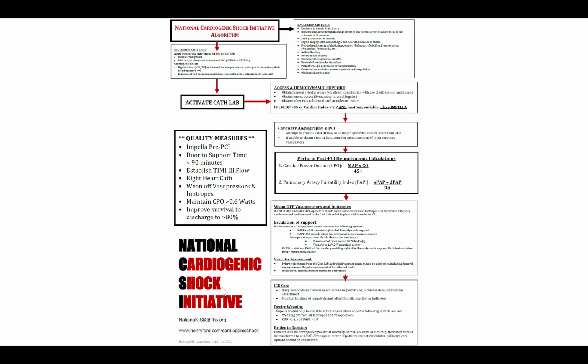This is another similar algorithm, the National Cardiogenic Shock Initiative, that also emphasizes the importance of obtaining hemodynamic support, as well as performing assessment of the hemodynamics with the Swan Ganz catheter.